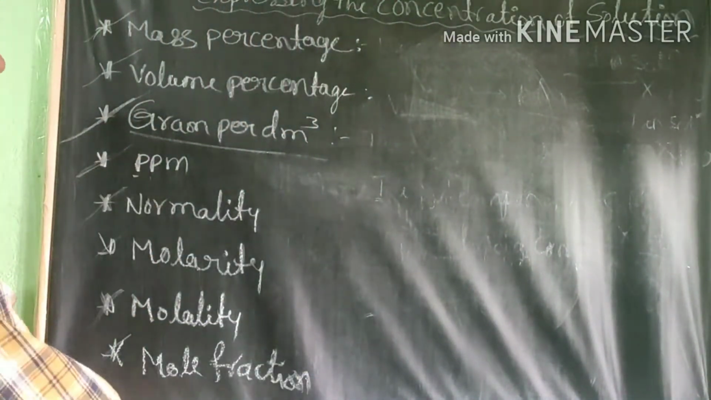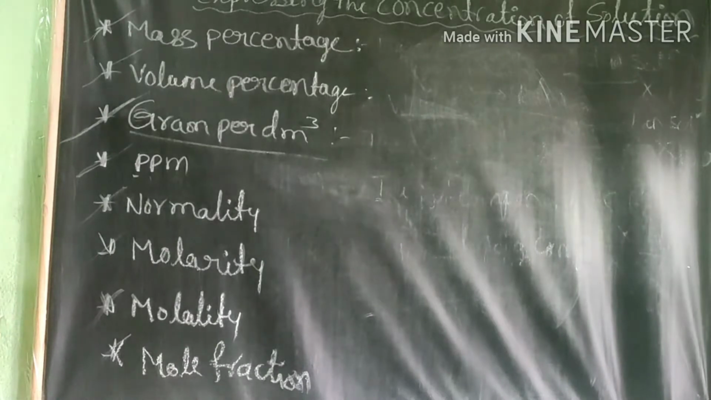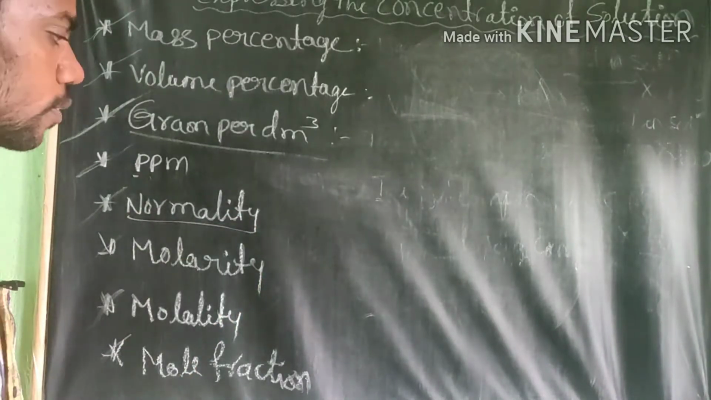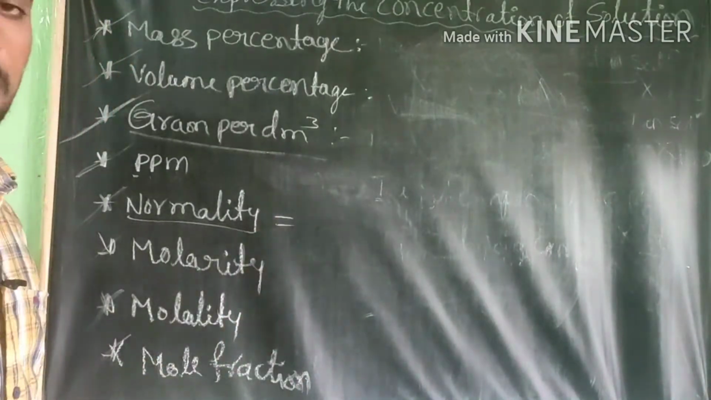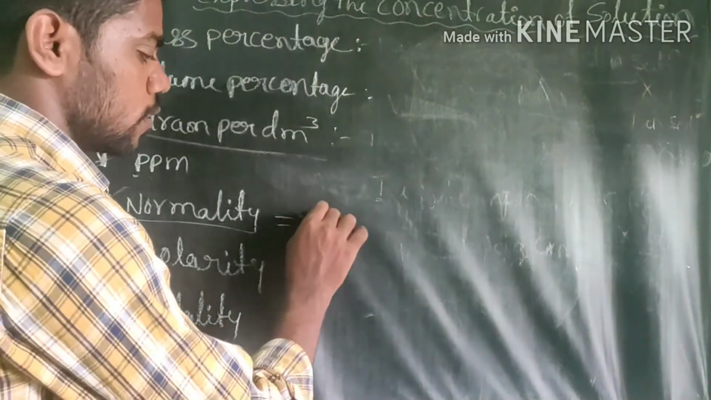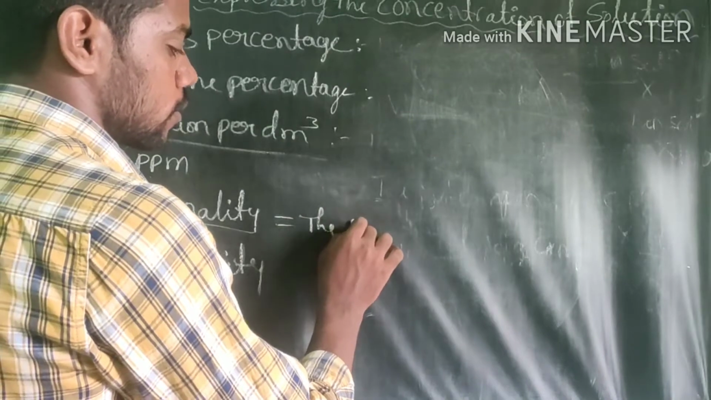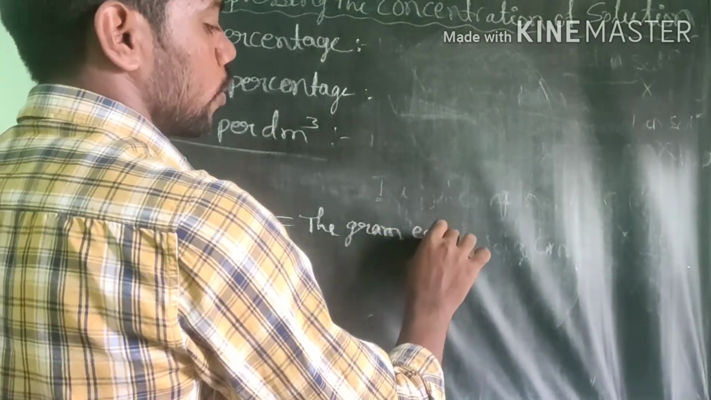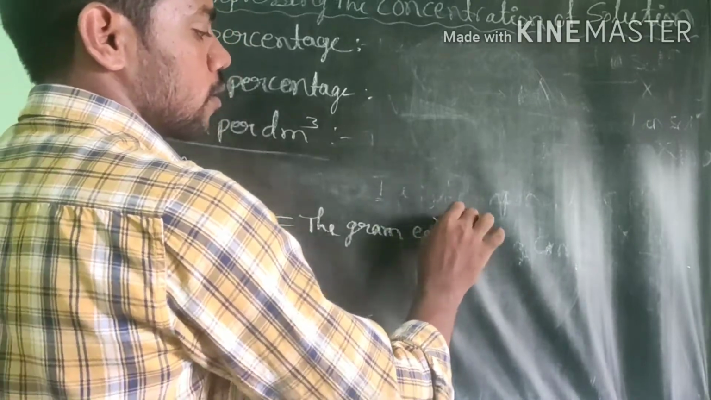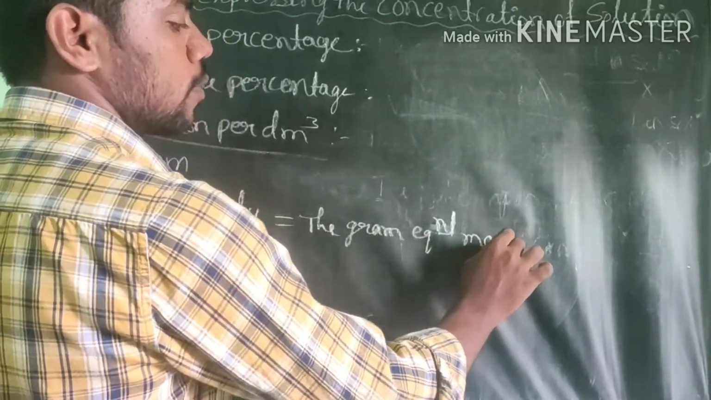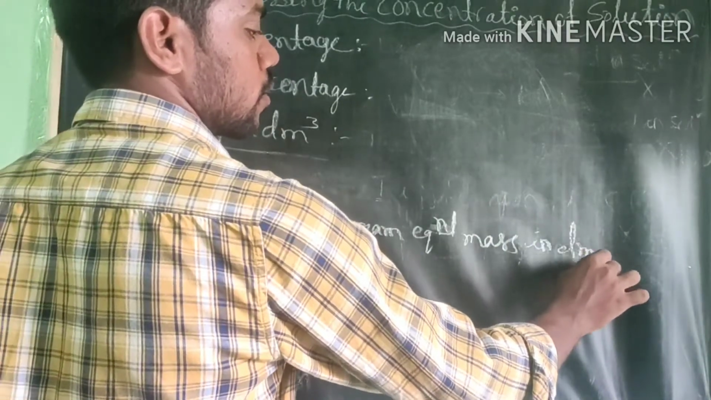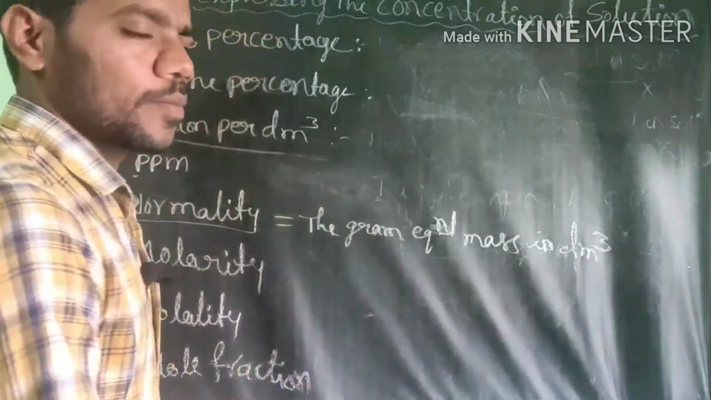Next, we go for the normality. What is meant by normality? That one is very important. How to tell this normality? Normality means the gram equivalent mass in 1 dm3 of a solution. In 1 dm3. Simplest I will tell you.